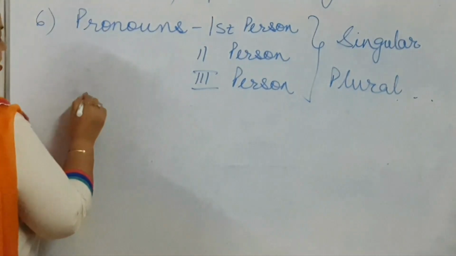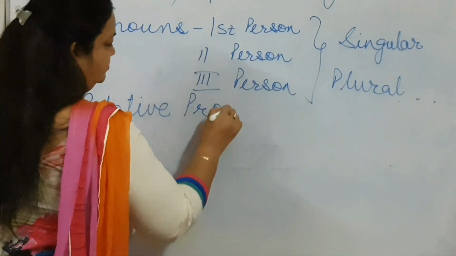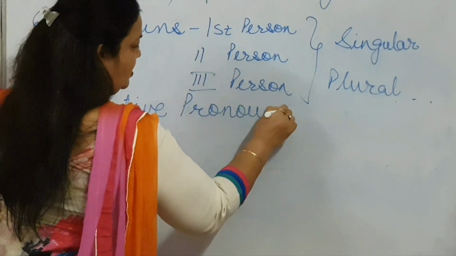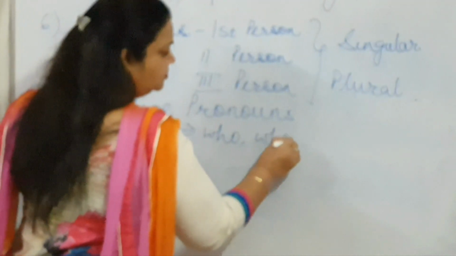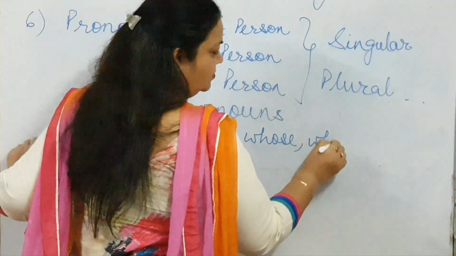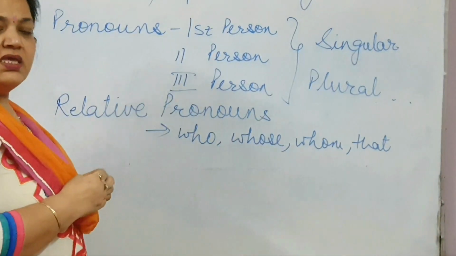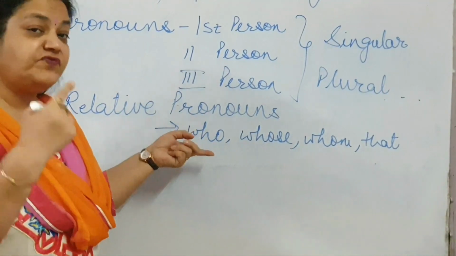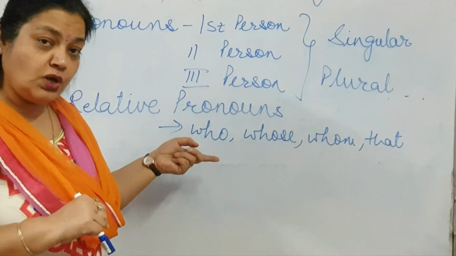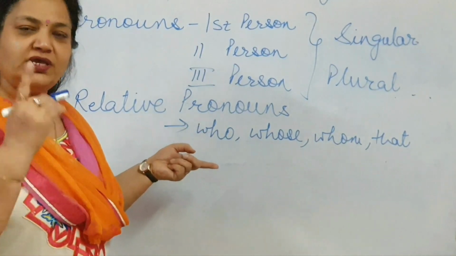Now next can be your relative pronouns. When I say relative pronouns, the words that come to our mind are who, whose, whom, that. These words are used as relative pronouns, and they are used after the noun to show about whom, about which person, about which noun I am talking.